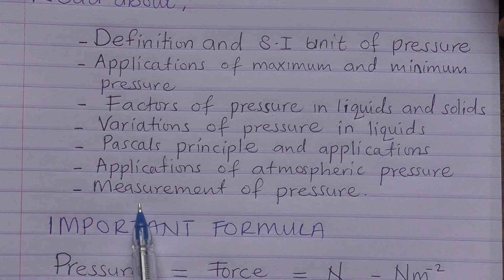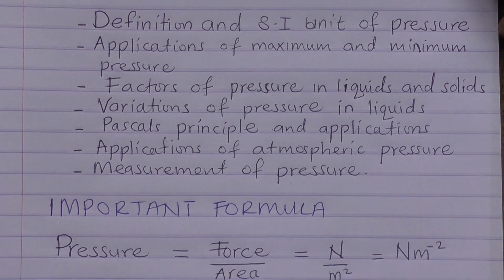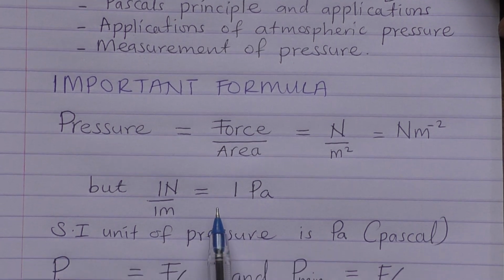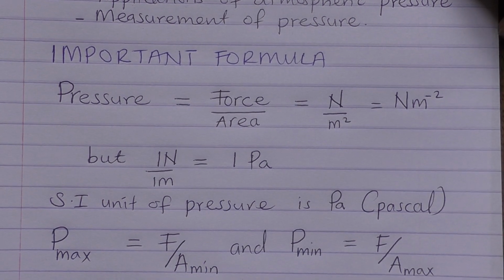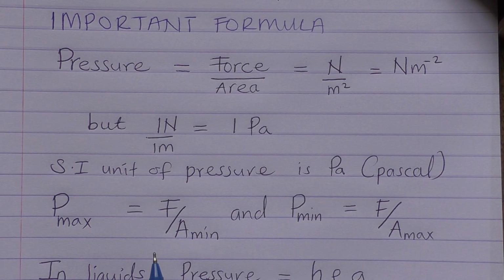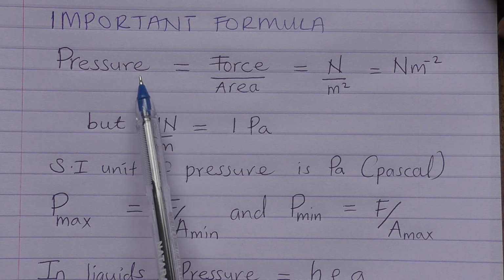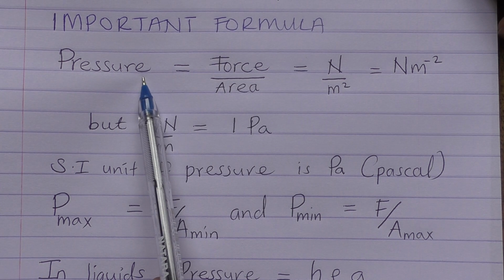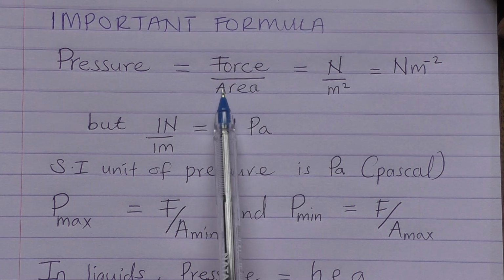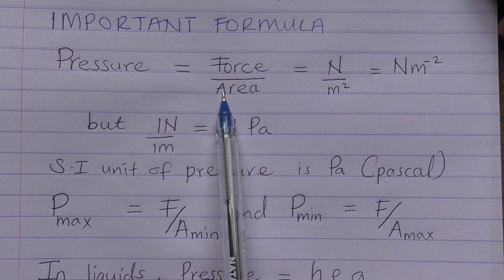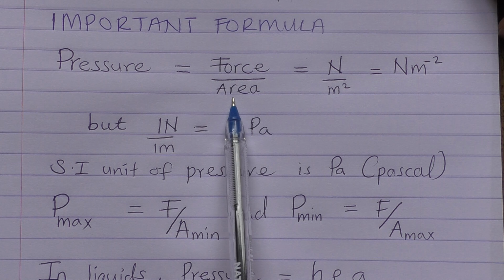So, in measurement of pressure, we look at some important formulas that we shall be using as we work out certain examples on pressure. These important formulas include the very formula for pressure from its definition, which is force over area. Since pressure is force over area, that means that we can also derive its units.